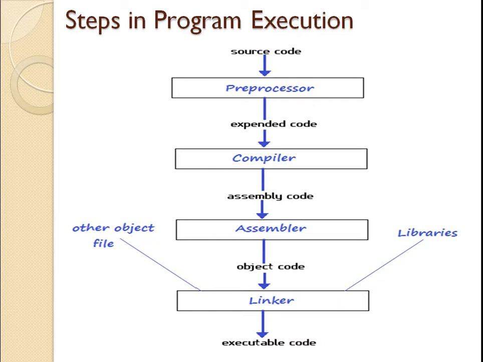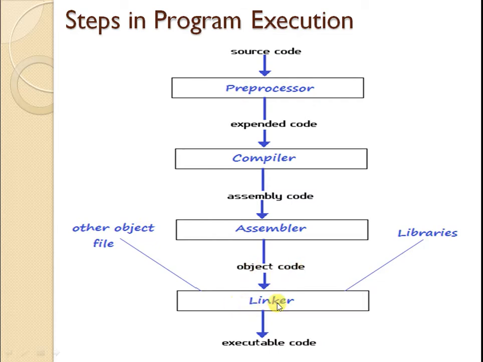Then your source code becomes expanded code because some additional things have been added to it. Then it goes through the compiler phase. Then the compiler converts it to assembly code. Now it goes through the assembler phase where an object code is generated.